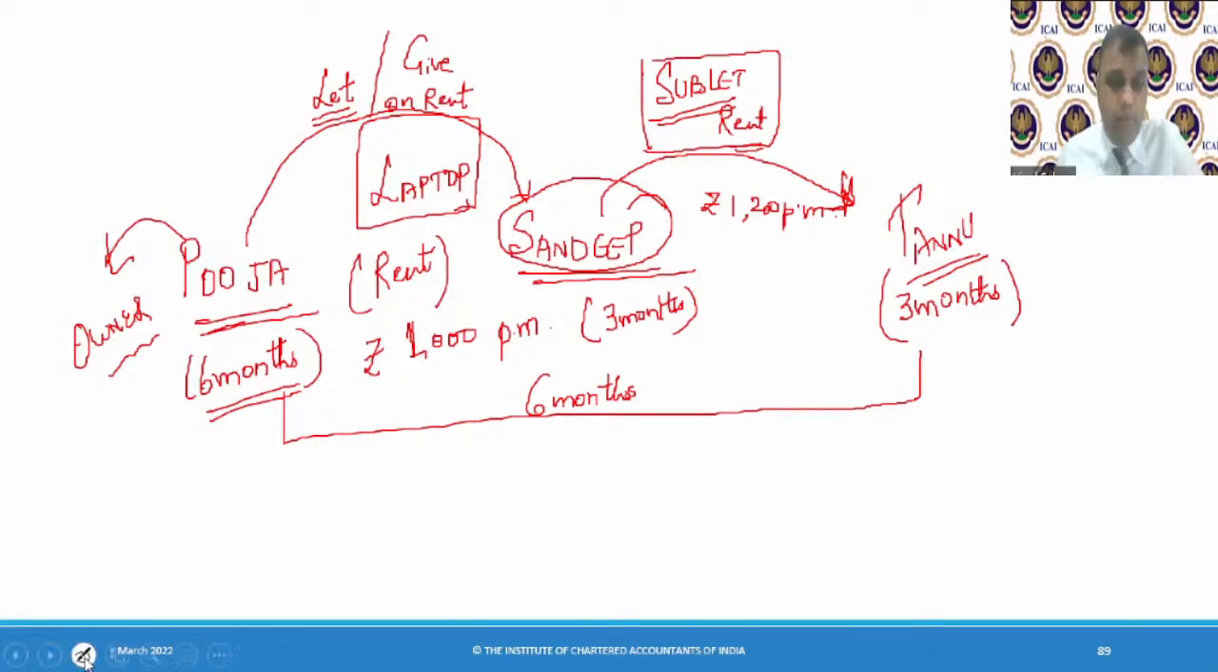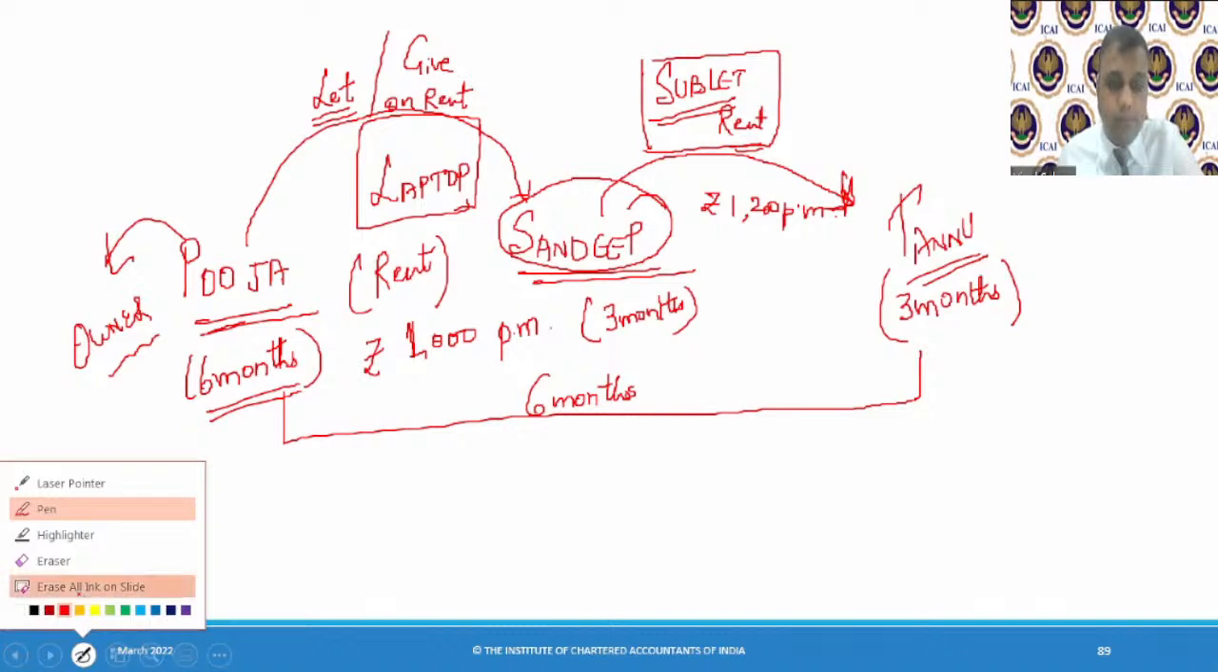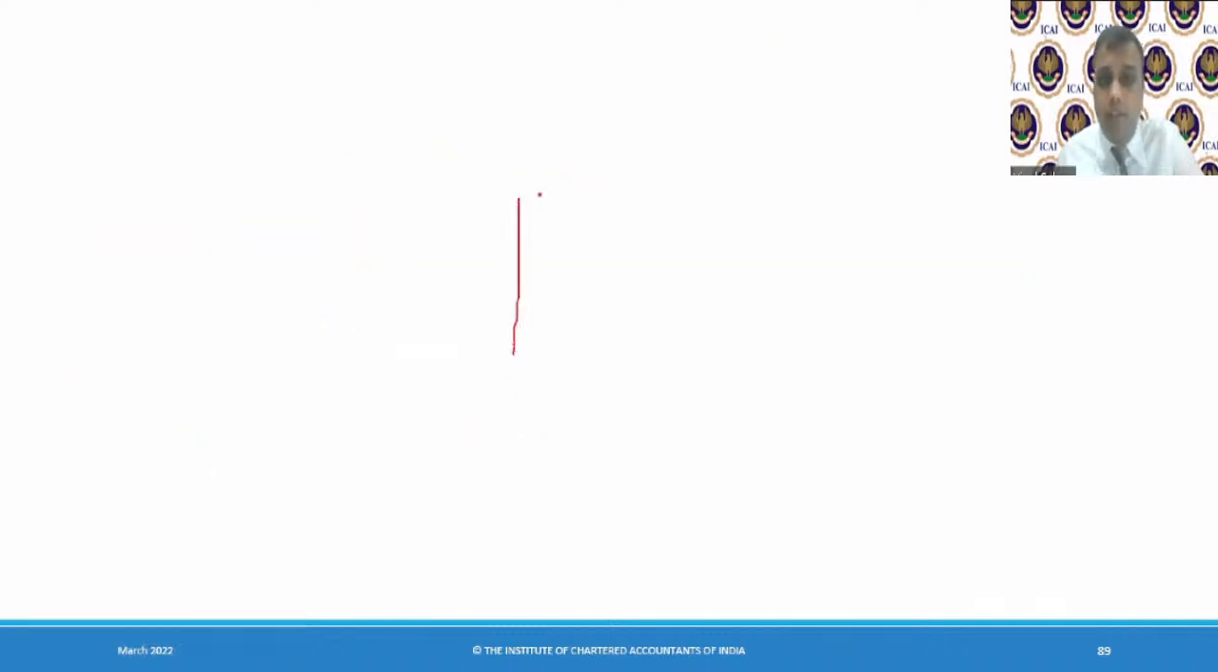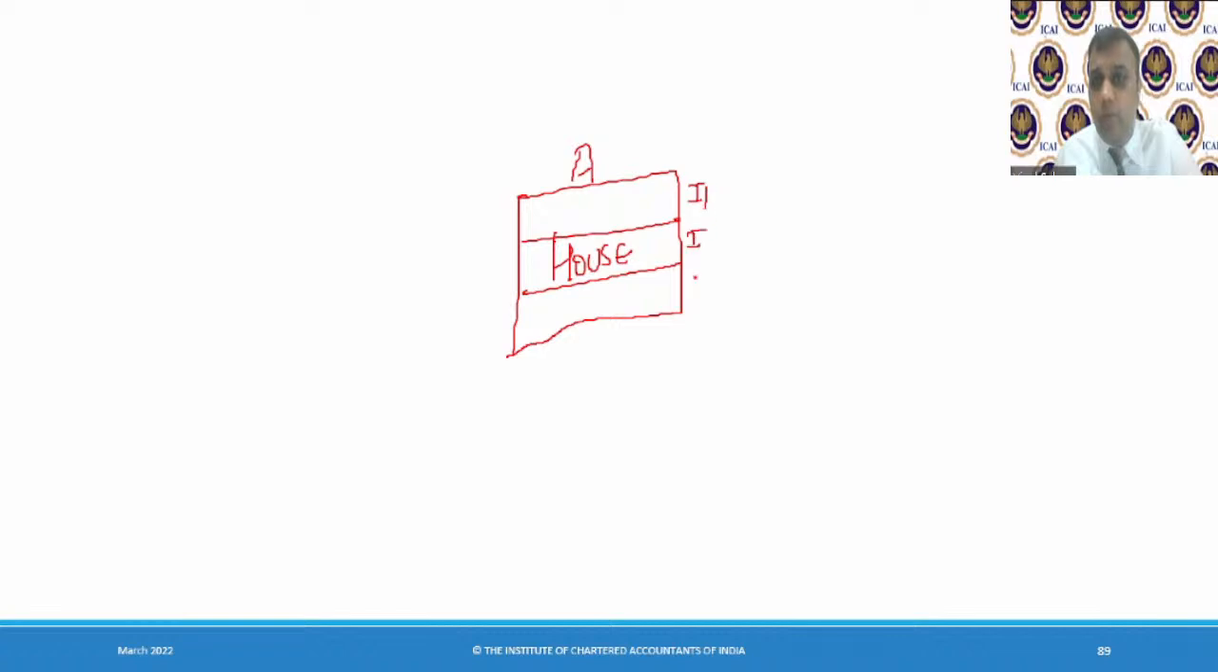Another example. This is my house. Two floors: the ground floor, the first floor, and the second floor. B comes to me and wants the house on rent. I give the house to B on rent. B takes the whole house on rent at the rate of 30,000 per month.